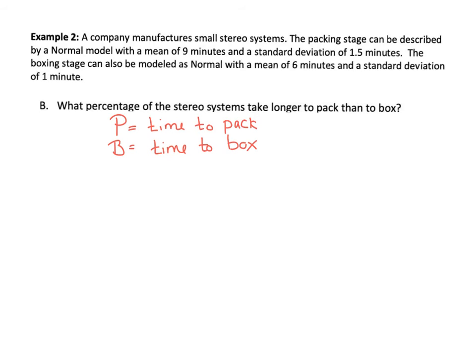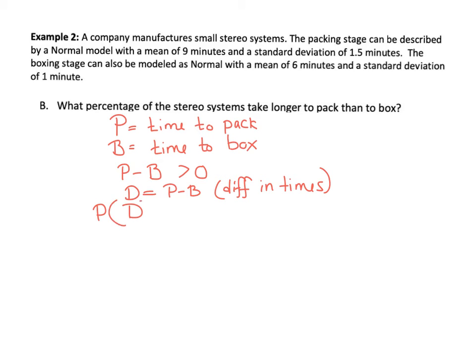If I want to know what percentage of the stereo systems take longer to pack than to box, that means if I'm subtracting the boxing time from the packing time, I want that difference to be positive. So I want this difference to be greater than 0. It might be easier to define another variable where D is equal to P minus B, which is my difference in times. So what I'm really looking for is the probability that my difference is greater than 0.